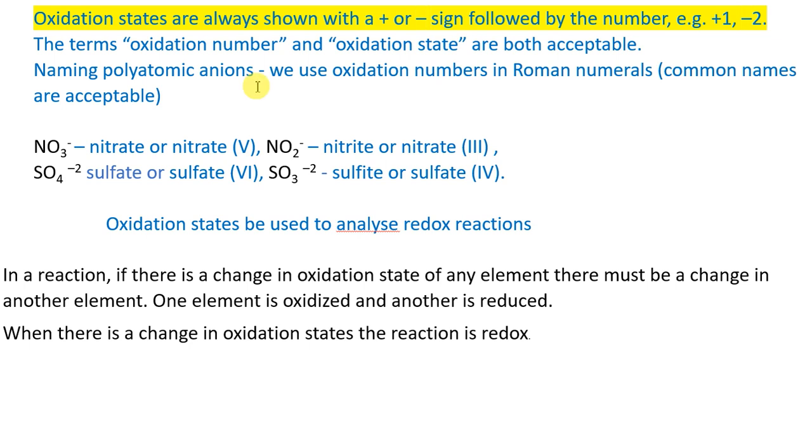Naming polyatomic anions. We use oxidation numbers in Roman numerals. Now, common names are acceptable, but I would suggest that the use of oxidation numbers in Roman numerals is more useful. NO3-, the nitrate, or the nitrate(V) ion. Nitrate(V) comes about because we would always consider oxygen, group 16, to be -2. That's -6 for the 3 oxygens. The ion itself ends up as being -1. Nitrogen must be +5.